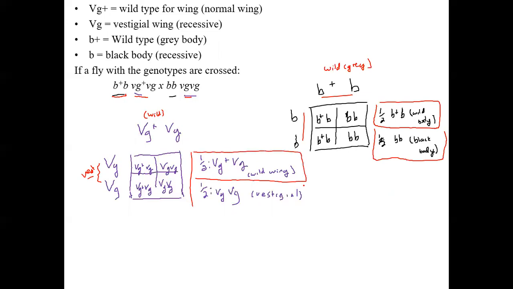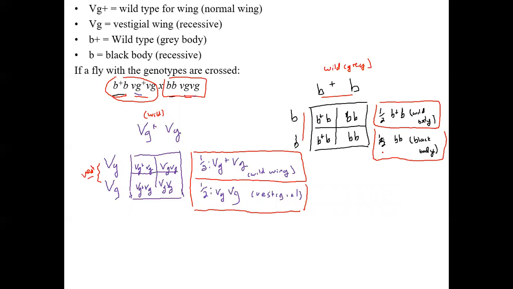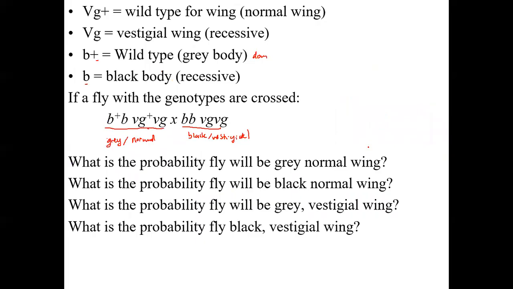probability method. The reason I wanted to do this one first is that this parent was heterozygous for both traits, and this one was homozygous recessive. So what's the probability of being gray normal? Let's look at this. We have to look at the probability of getting gray normal.